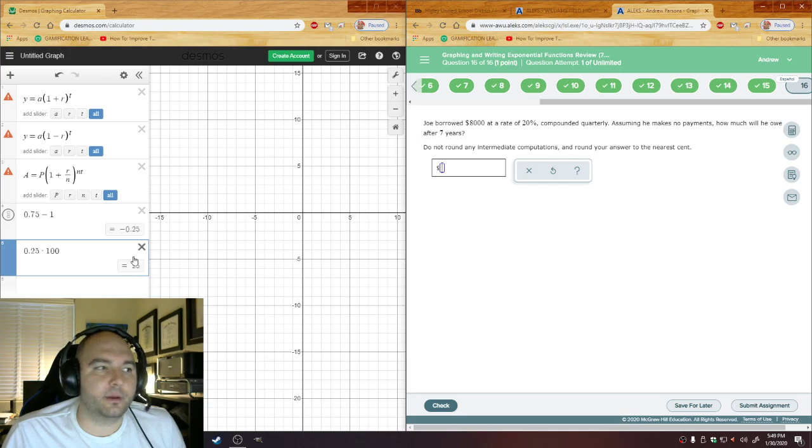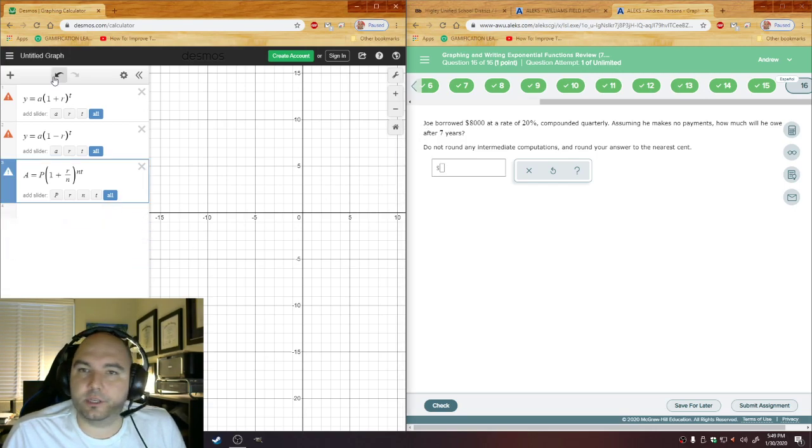Final problem. And now we're getting back to these formulas again. I didn't use any of these formulas on the last problem, did I? No. I was just analyzing one. Okay, Joe borrowed $800 at a rate of 20% compounded quarterly. Assuming he makes no payments, how much will he owe after 7 years?